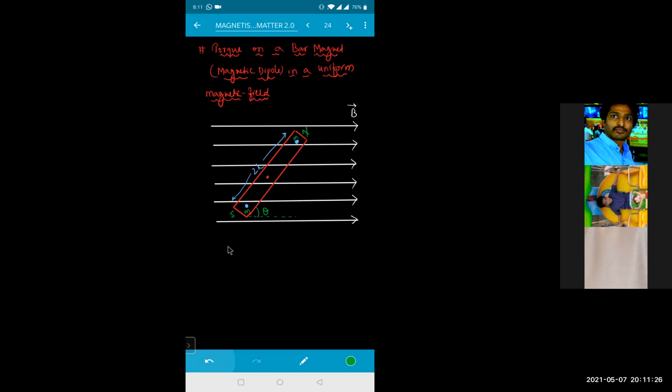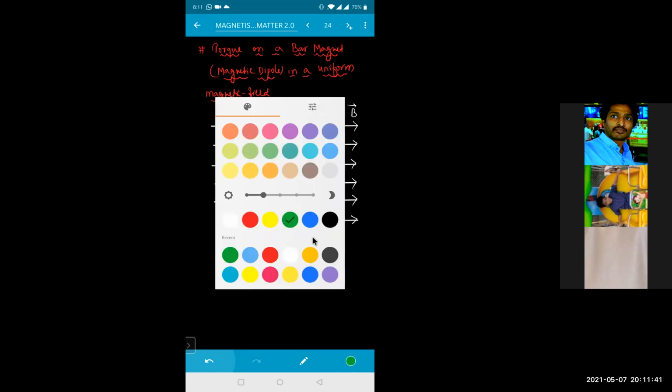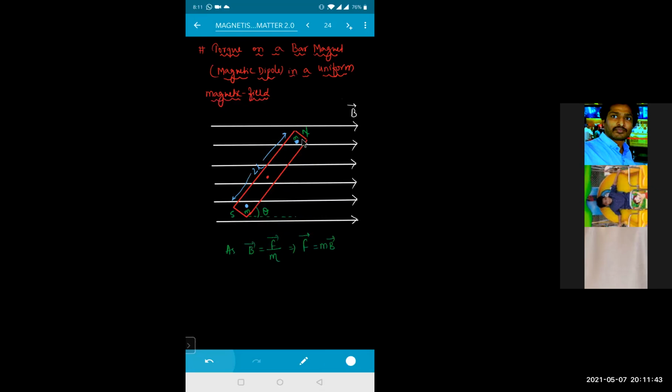We know the magnetic field formula: B equals force per unit pole strength m. From this we can write force equals pole strength into magnetic field. So on the north pole there is one force, F1, equal to m into B. And here there is one force in this direction, F2, equal to m into B. They are equal and opposite forces.